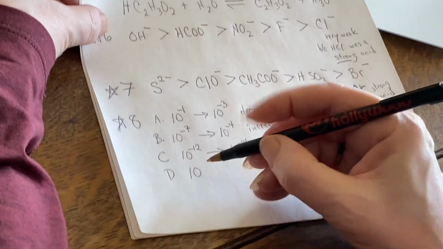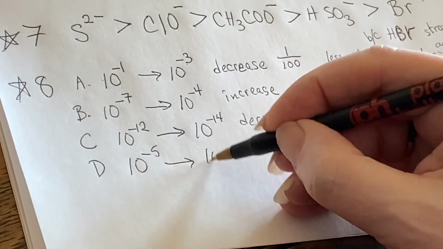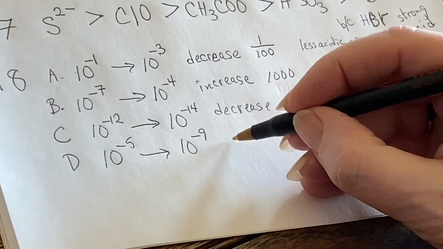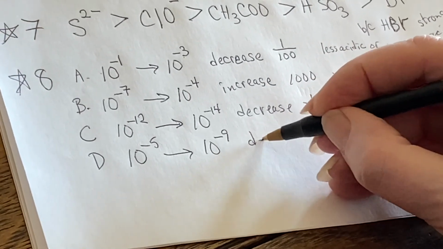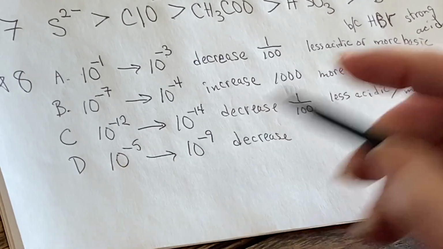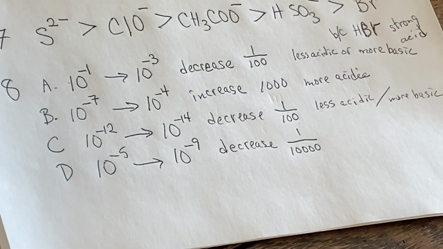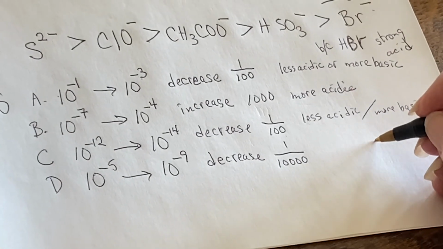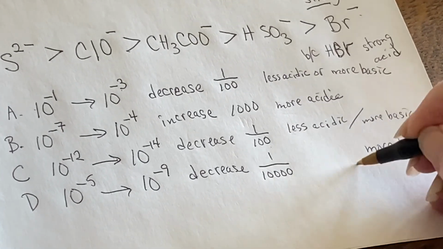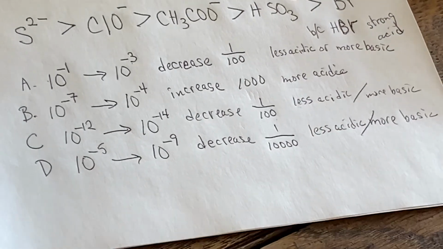Okay, 10 to the negative 5th for this one, changing to 10 to the negative 9th. Wow. Well, that's definitely going down a lot. It's a lot smaller. That's a decrease. And 5 and 9, that's 4 of them. So I should be writing this with 4 zeros past it. Okay. That is definitely more basic. It's a lot more basic, a lot less acidic. I think we might have found a winner for one of our things that we're supposed to say.